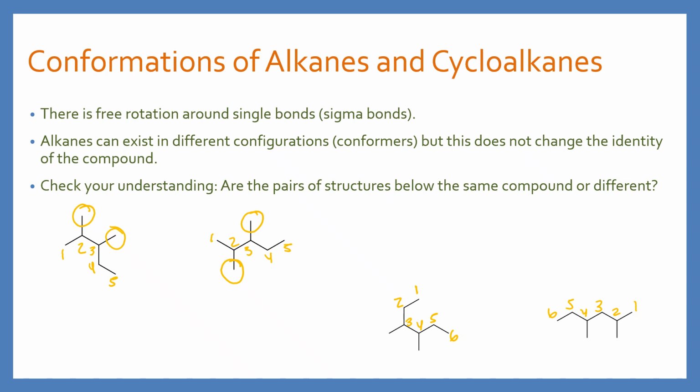So they both have 6 carbon chains. The first one has methyl substituents on carbons 3 and 4. The second one has methyl substituents on carbons 2 and 4. So these are not the same molecule. These two are the same. Not the same. So these are not conformers of each other, but rather different molecules entirely.